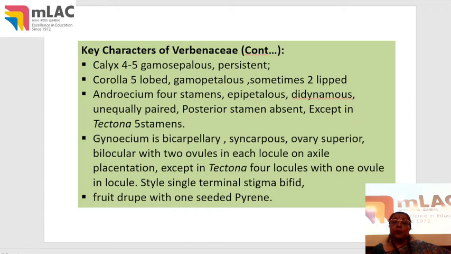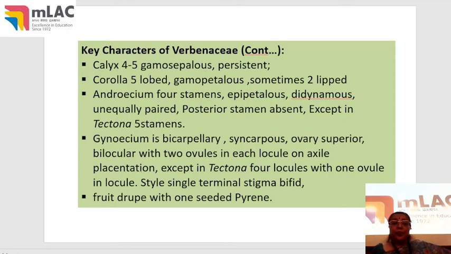Androecium shows 4 stamens. It is epipetalous, didynamous, and the posterior stamen is absent. Didynamous condition refers to 4 stamens with 2 long filaments and 2 short filaments. There are exceptional conditions like in Tectona, where there are 5 stamens instead of 4.